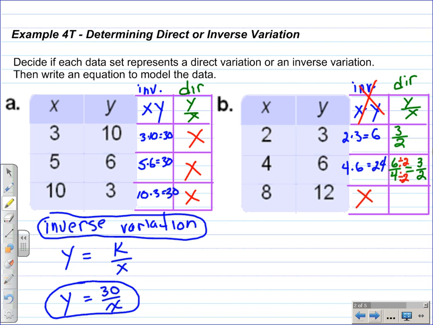We need to test the last pair. That would give 12 divided by 8, or 12 over 8. And like this pair, it reduces by a factor of 4. 12 divided by 4 gives 3, and 8 divided by 4 gives 2. So each pair of data gives the same ratio, 3 to 2, or 3 over 2. Therefore, this is a direct variation.